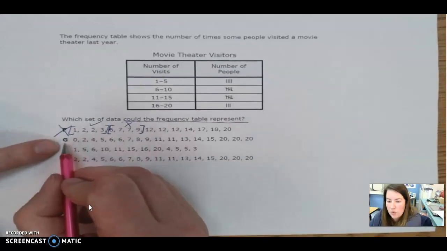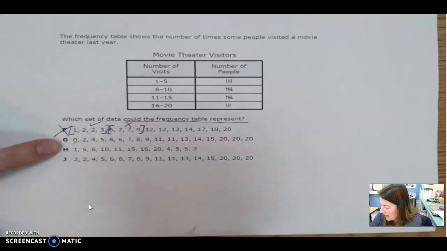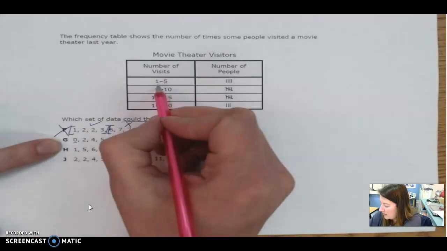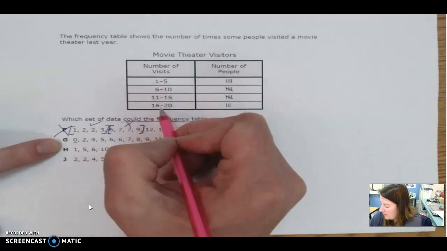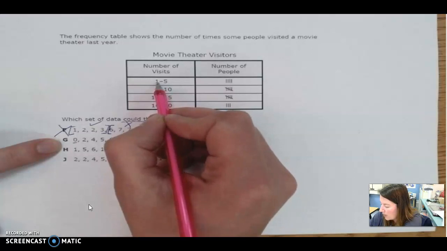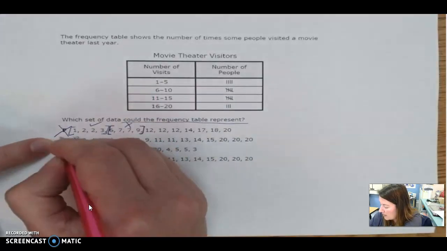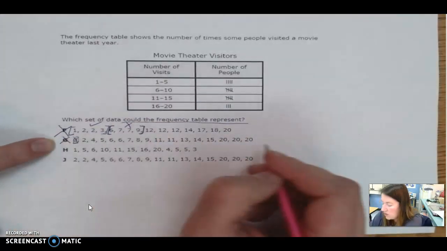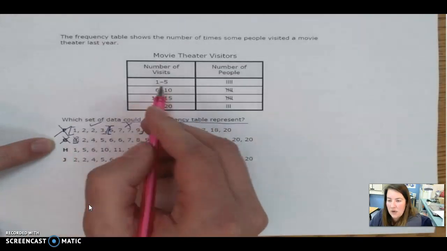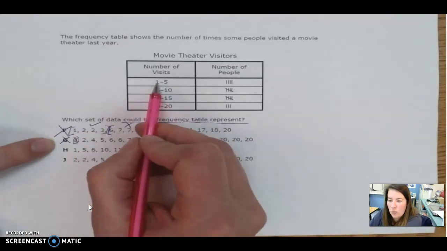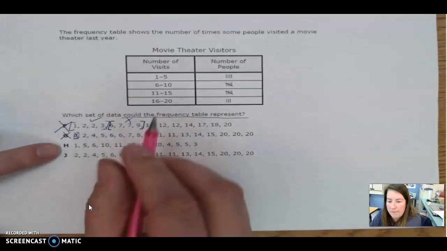Okay, let's keep going. G, right off the bat, I have a 0. And 0 is not in my list of ranges. It has to start with 1. So already with this 0, I'm not even going to check G. I know that it's out because it has a 0 and this starts at 1. Okay, don't waste your time.